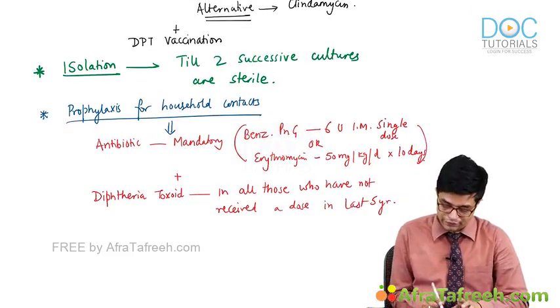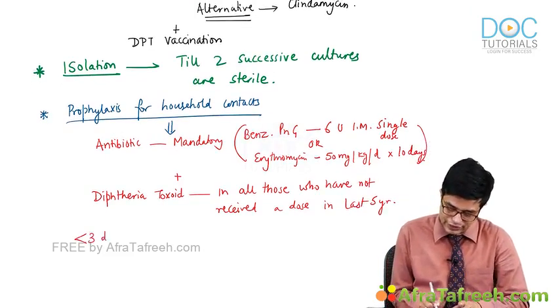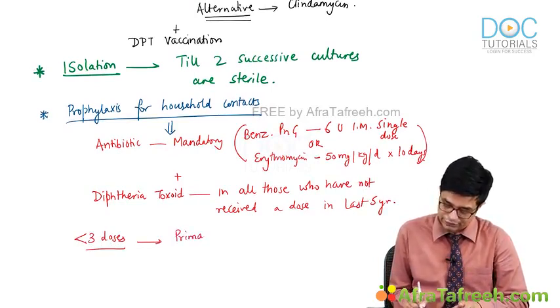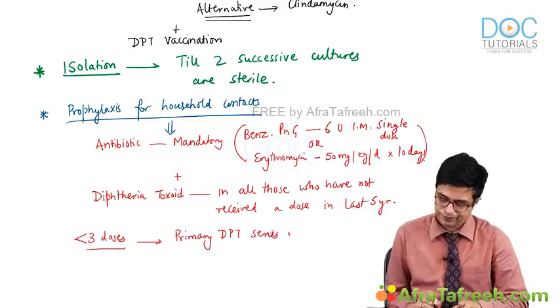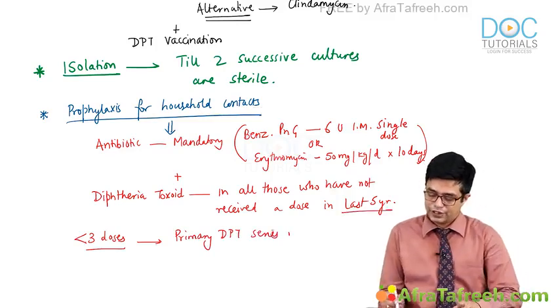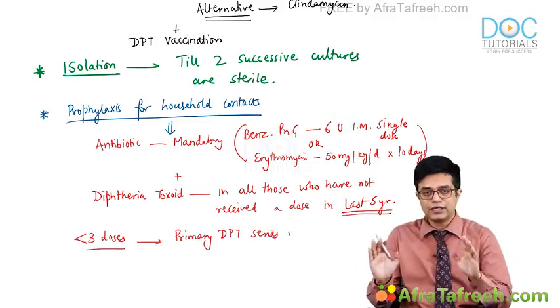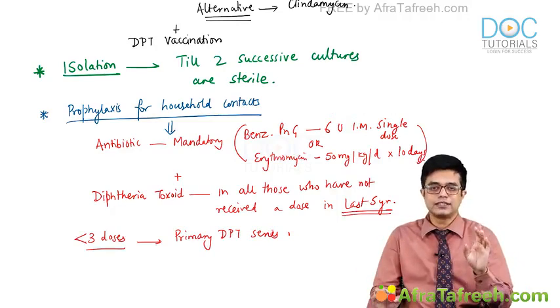And those who have received less than 3 doses of primary vaccination need to continue with the primary vaccination of diphtheria. So, the primary DPT series needs to be completed. If the patient has received any booster in the last 5 years, then it is fine; only antimicrobial prophylaxis is good enough.